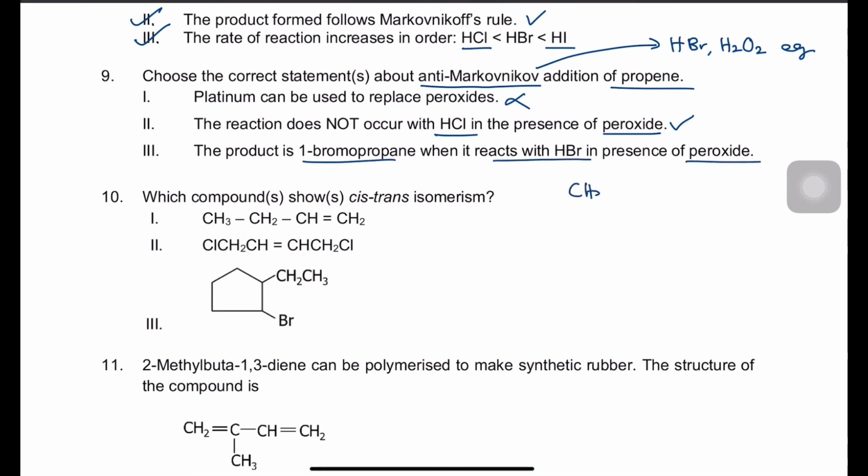So let's look at propene. It is CH3-CH=CH2. When I'm using HBr in the presence of peroxide, the anti-Markovnikov product is one whereby the hydrogen, or the electrophile, goes to the carbon with fewer hydrogens, and the halogen goes to the carbon with more hydrogens. So the opposite happens. The product would be CH3CH2CH2Br, which is 1-bromopropane. So options 2 and 3 are correct here.